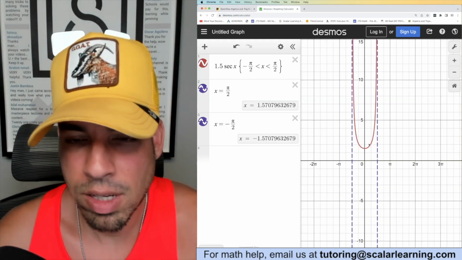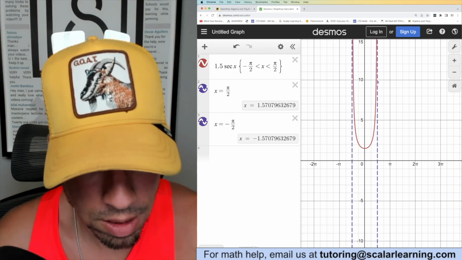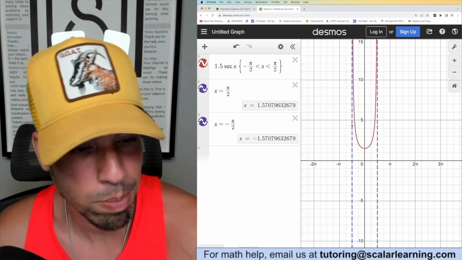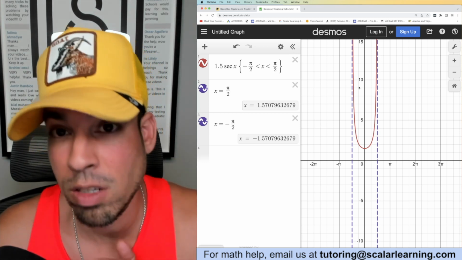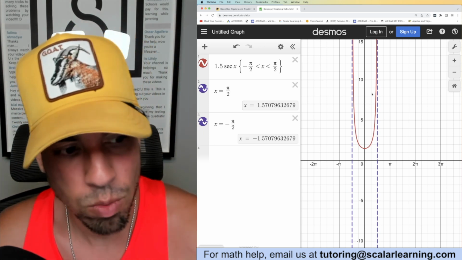And the other thing to note is as we approach these asymptotes, as we get to 90 degrees or negative 90 degrees, in our case pi halves or negative pi halves in radians, you can see that the distance goes off the charts. It approaches infinity. So that's kind of what it represents as well.